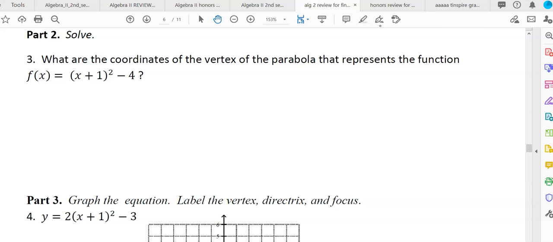So according to the vertex form, if you know the formula a times (x minus h) squared plus k, we did a lot of this this year, right and left, up and down. So this one's going to the left 1 and down 4. So what is the vertex? That would be (-1, -4), h and k.